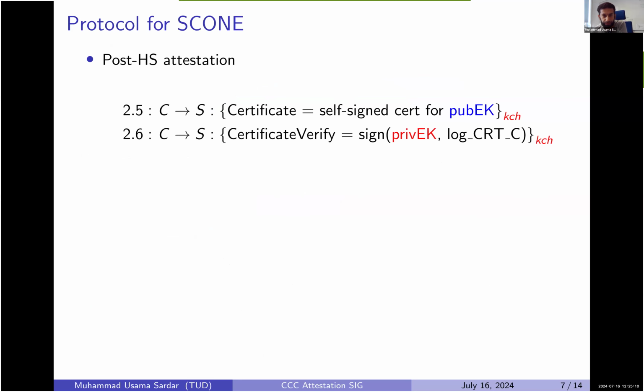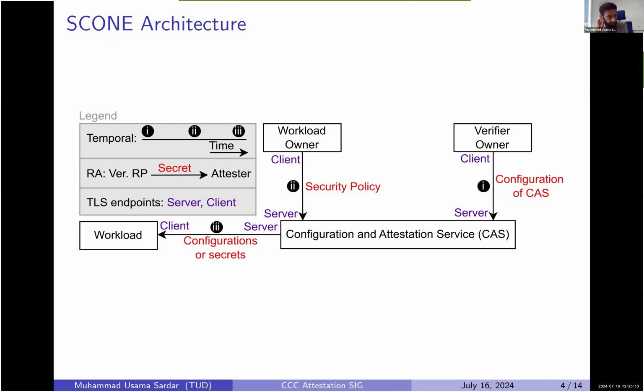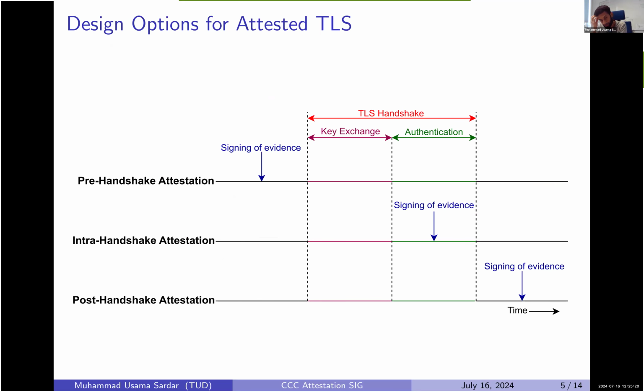Okay, then going a little back to this slide. This slide I have shown quite a few times, and this is about design options for attested TLS. I talked about the two different worlds that we combine, which is the attestation here represented by signing of evidence, and the TLS, more specifically the handshake part. And we can do it in three ways, that is signing before the TLS starts, signing of evidence in the TLS handshake, or more precisely in the authentication phase, and finally after the TLS handshake has finished, that's the post handshake part.